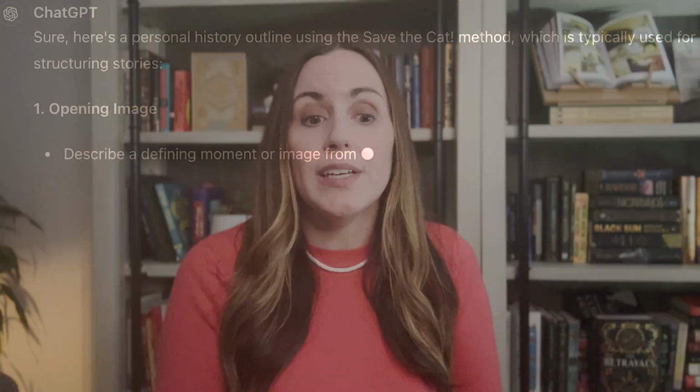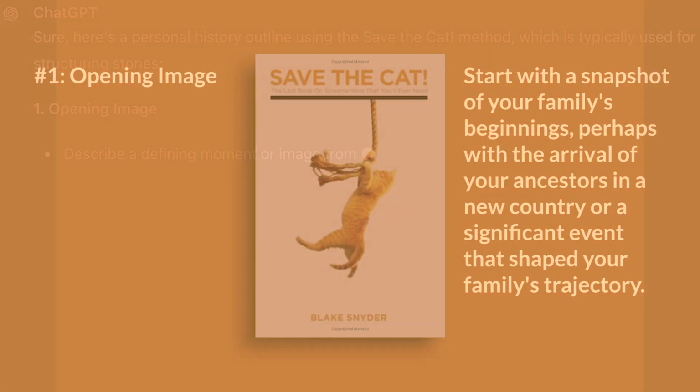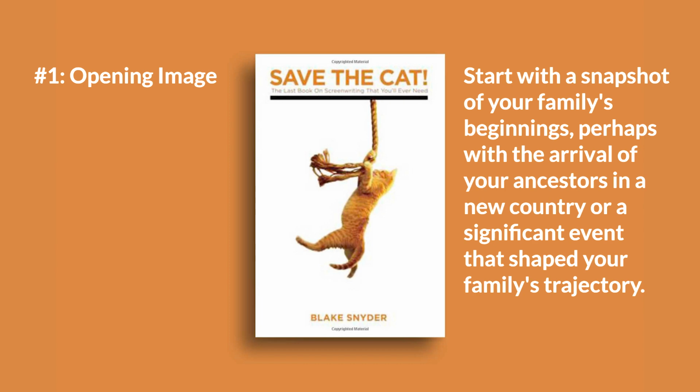So the first one is opening image. Start with a snapshot of your family's beginnings, perhaps with the arrival of your ancestors in a new country or a significant event that shaped your family's trajectory. This is a really good one, I think. The one that I'm going to choose for this prompt is that I had an ancestor that was in England many years ago, and they had children.